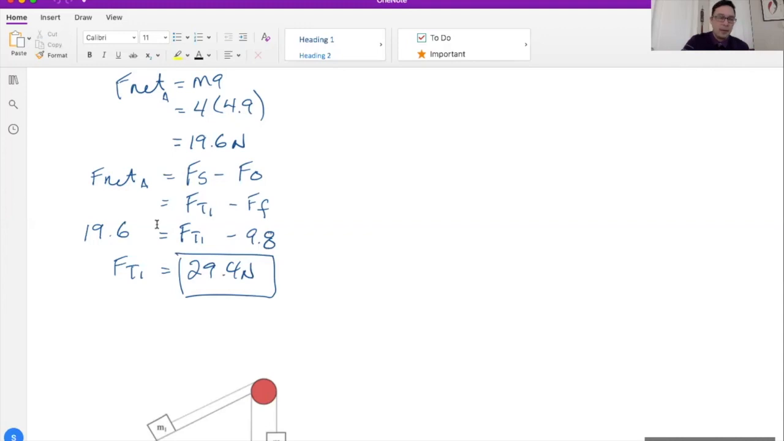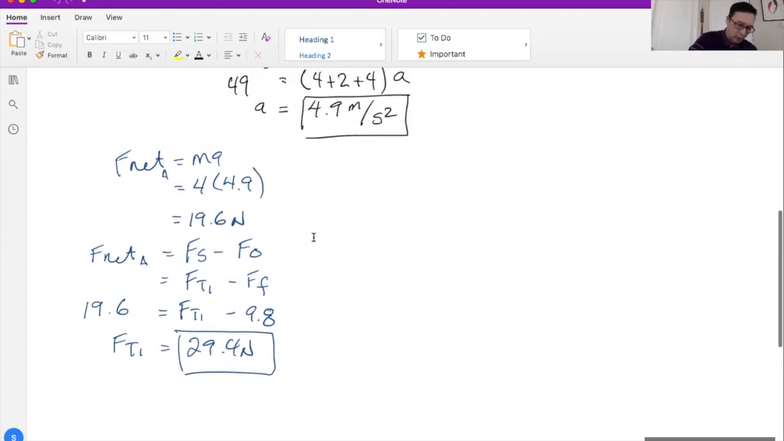Okay. Now, for object C, change the color to black here. We're going to do the same thing, but this time we're doing it for C. Okay. So the mass for C is 4. Again, times 4.9, which is 19.6 newtons.